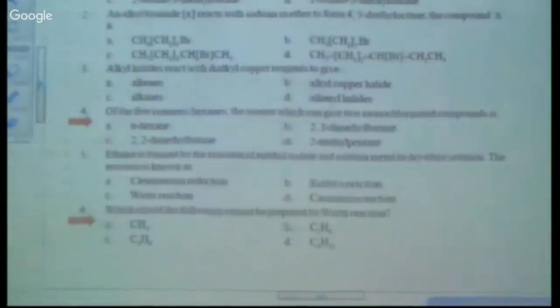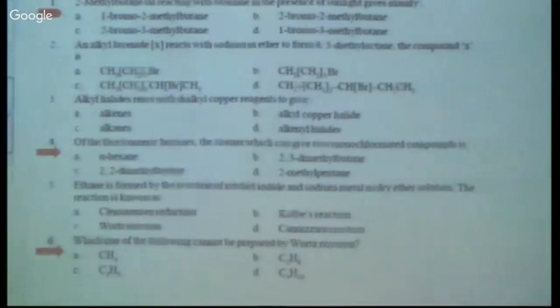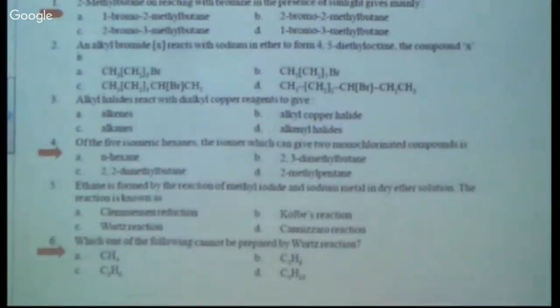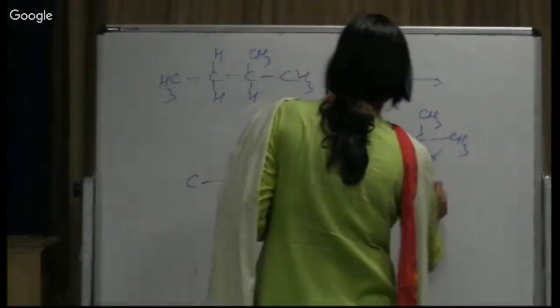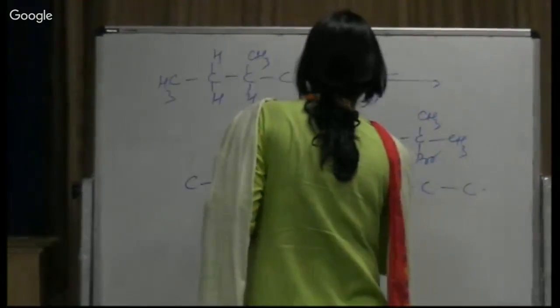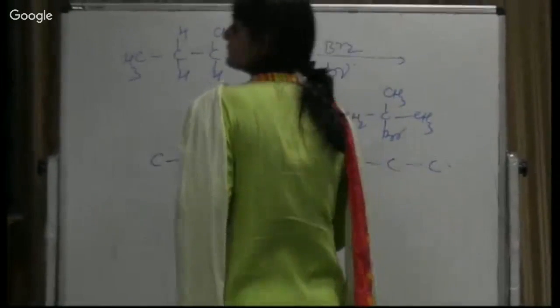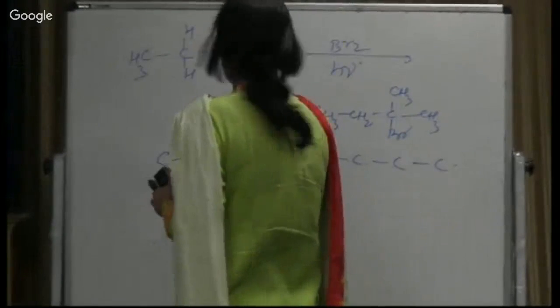An alkyl bromide reacts with sodium in ether to form 4,5-diethyl octane. This is what I was talking about. 4,5-diethyl.